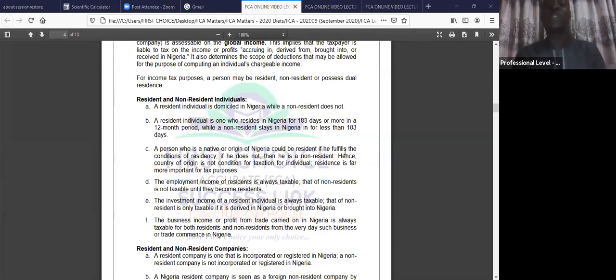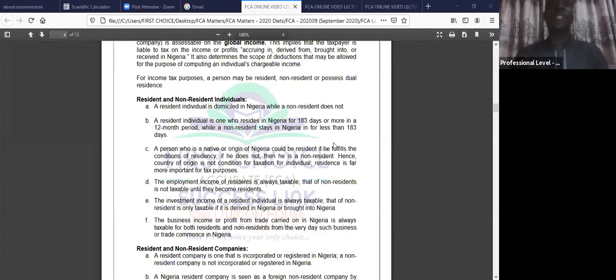So as an individual, your basis period is actual year basis. That means it starts from January 1 down to December 31st. So if cumulatively an individual earns income in Nigeria for 183 days or more, that is give or take 6 months, you are a resident.